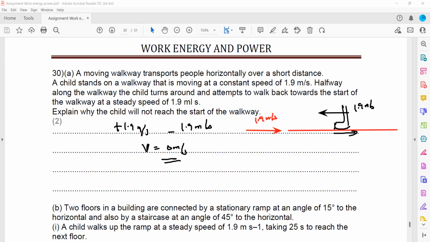You will remain at one position. Why? Because the movement of the conveyor belt and your velocity are both in opposite directions. So the resultant will be 0. So when the resultant velocity is 0, your displacement will be 0, or you will remain at your original position, or it appears that you are stationary.